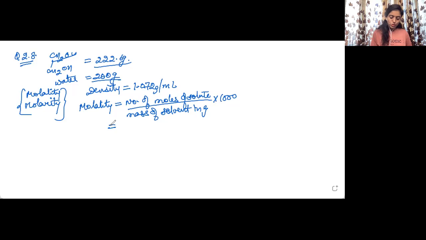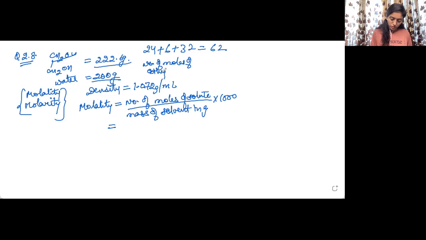Now, number of moles of solute. Solute is ethylene glycol. Given mass is 222.6. What is the molar mass? So molar mass will be 12 plus 12, 24, and 6 hydrogens are there, plus 32. So it will be 24 plus 6 plus 32, 62. So 62 is the molar mass.